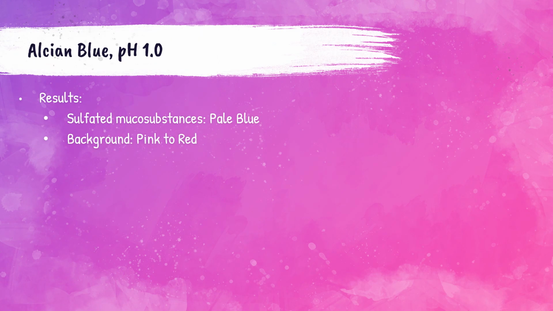Sulfated mucosubstances stained with Alcian blue at a pH of 1.0 appear as a pale blue color. The background is pink to red in color. We'll see that on the next slide.